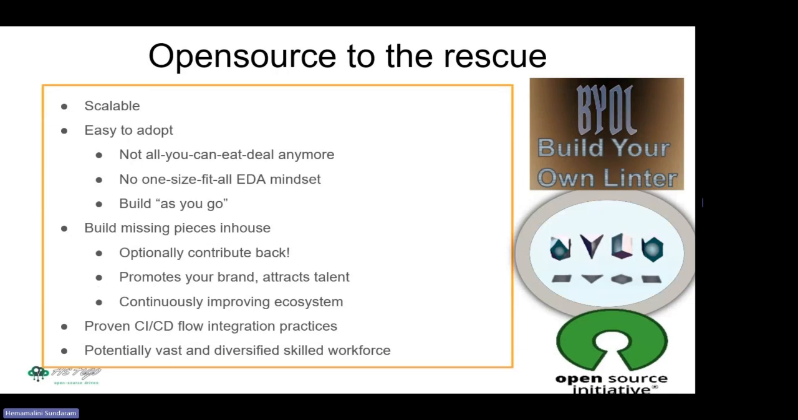Open source comes to the rescue, because it is scalable. When you say scalable, it means that you can build it as you go. We have a minimum set, and then we build as we move on, depending on the requirement. We could build rules for performance, rules for speed, etc.